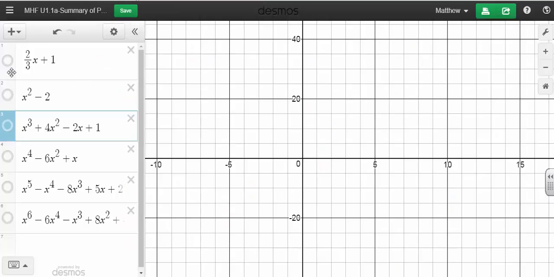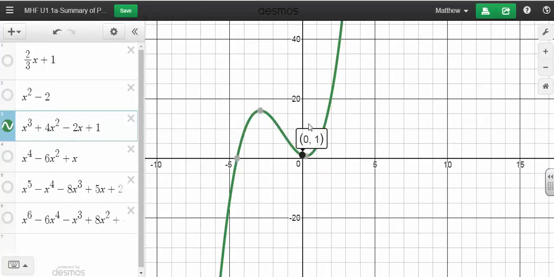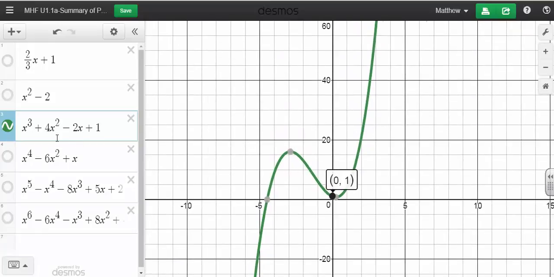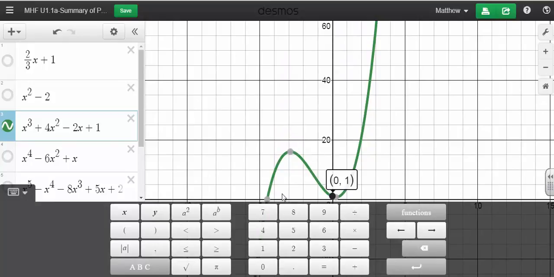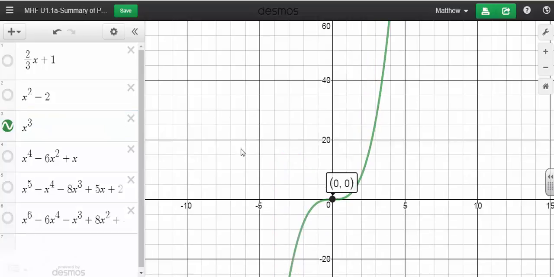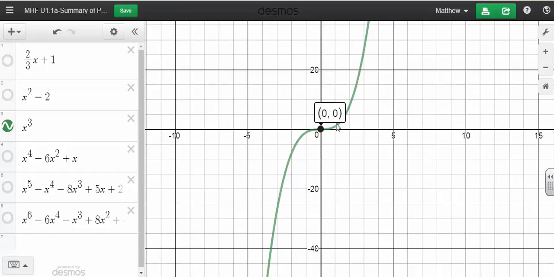So if we just kind of look at a couple of these, pull up this one specifically. This is again sort of the general shape of our cubic equation. The key here, though, is what happens in the middle is based on the rest of the expression. So if I take that out entirely, you see that sort of the middle is pretty flat, not a lot going on there.